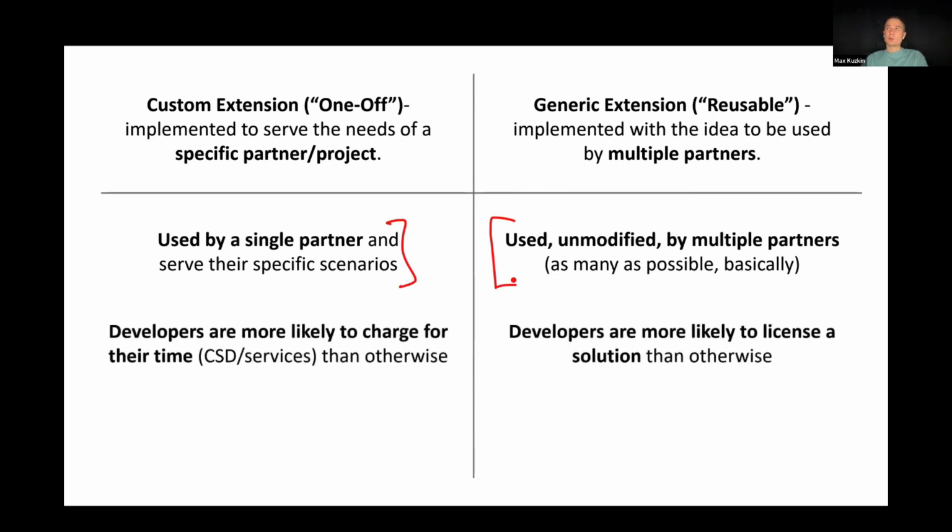When it comes to the way those teams are charging for development, typically with one-offs, they would charge for their time and efforts, right? It's time and material based billing and development for their services, while in those reusable extensions, typically it's some form of licensing that they're charging their partners.